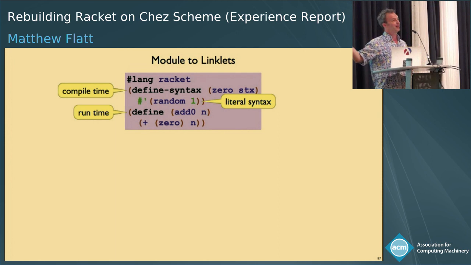So I've got some compile time code, which is the macro, some runtime code, which is the add0 function, also useful, and some literal syntax. That hash quote is a bit of syntax that needs to bridge the 2 worlds, the compile time world and the runtime world, and preserve the bindings across the space.